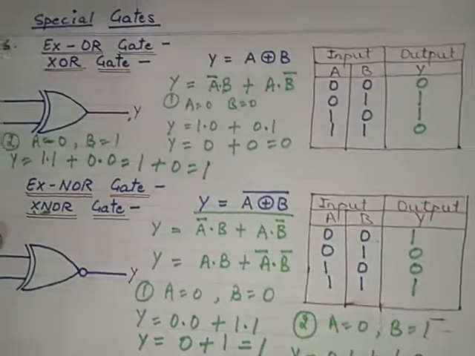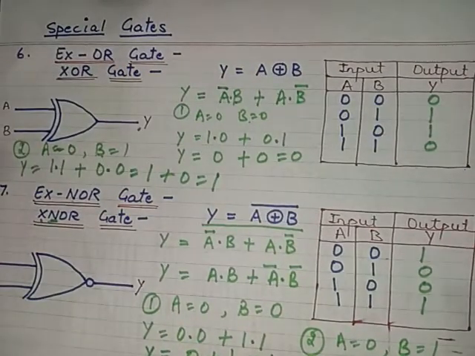So this was all about the different logic gates. Again, we had three categories of gates: the basic gates, universal gates, and exclusive gates. You can get the idea of the logic gates from this lecture.